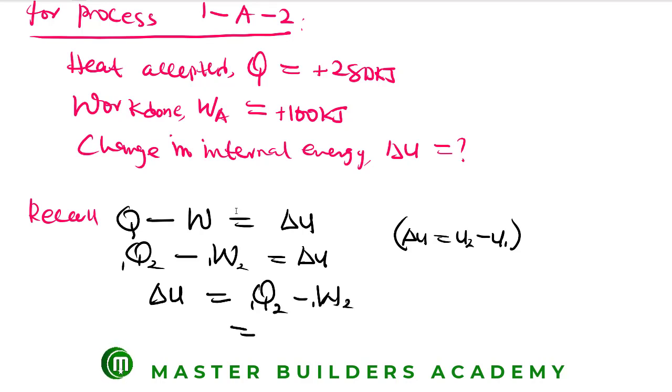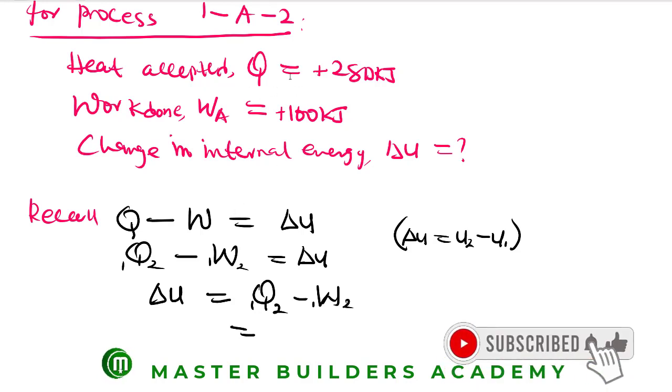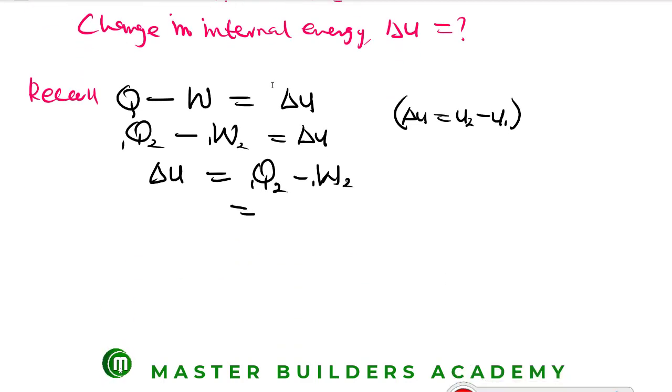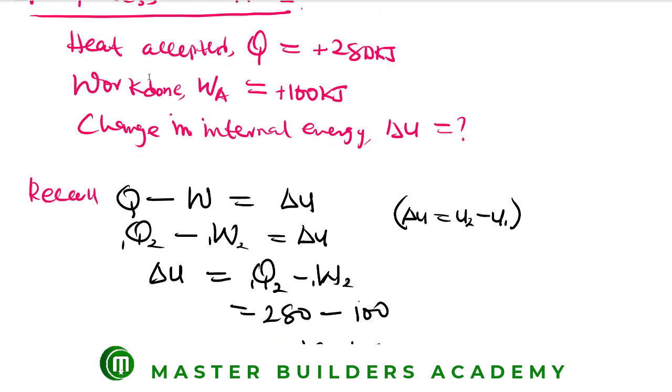All we just need to do is to put in the values. Remember, the work done is 100 and the heat accepted is 280. So we put in the values: 280 minus 100, and this will give us 180 kilojoule. This is the answer to this. So we have been able to get all the parameters that we need in process 1.